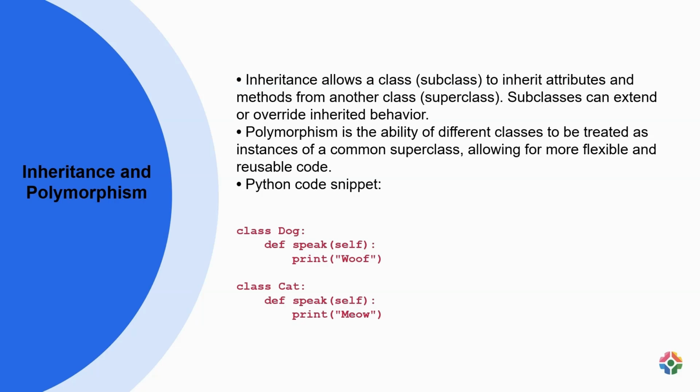The provided Python snippet demonstrates the concept of polymorphism. Both the dog and cat classes have a method named speak. Through polymorphism, instances of dog and cat can be treated as instances of a common superclass, enabling interchangeable behavior when calling the speak method on any instances of these classes.